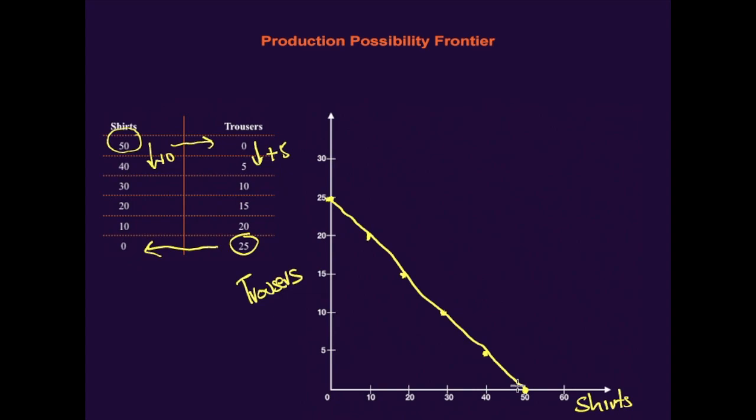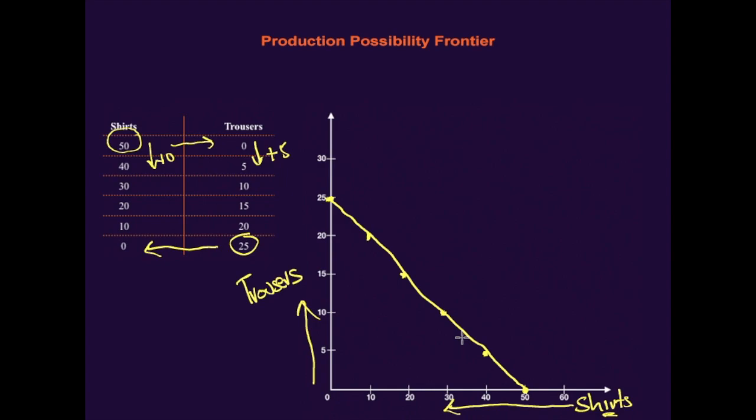So what we understand is that by reallocating the scarce resources from one product, that is shirts, to trousers, there is an opportunity cost. If we increase the production of trousers, then we need to reduce the production of shirts. In this example, the opportunity cost is constant. For every 5 trousers increased, we need to reduce 10 shirts. This doesn't change along the line, and that is why it is a straight line.